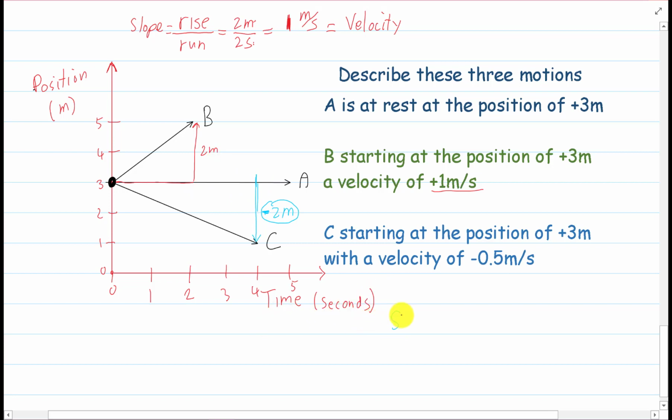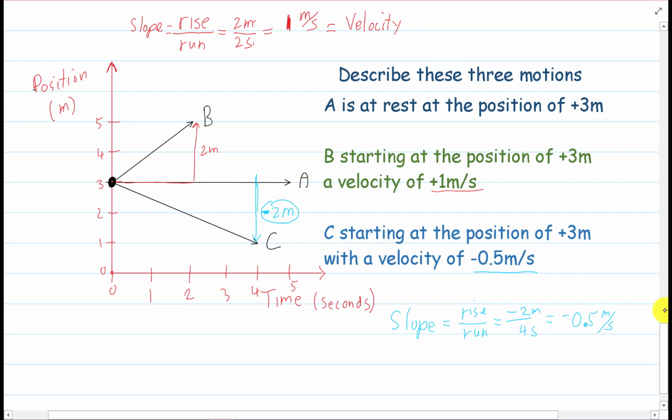So the slope of that line is the rise over the run by definition. And the rise is negative 2 meters over a run of 4 seconds. And when we divide that, we get negative 0.5, and the unit is meters per second. And that is a velocity. So the velocity is negative 0.5 meters per second. Okay.